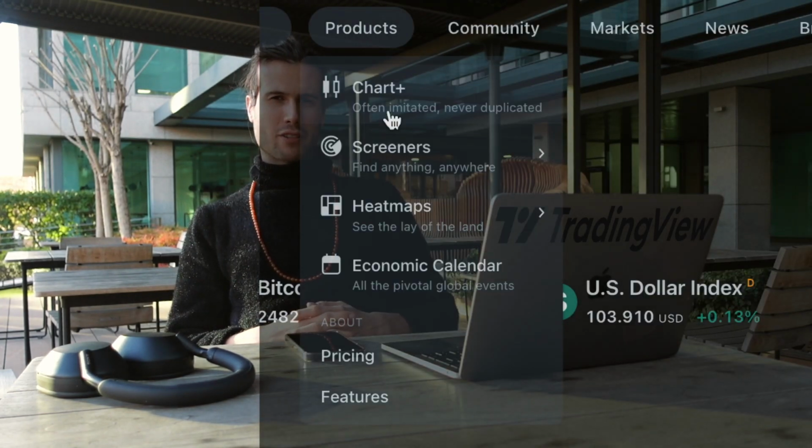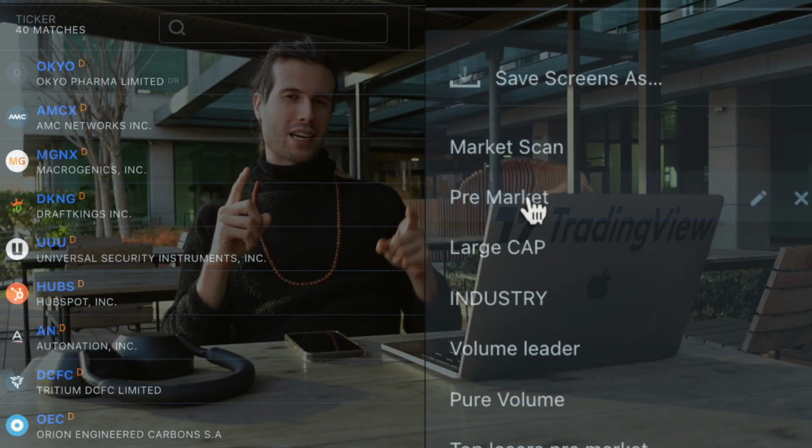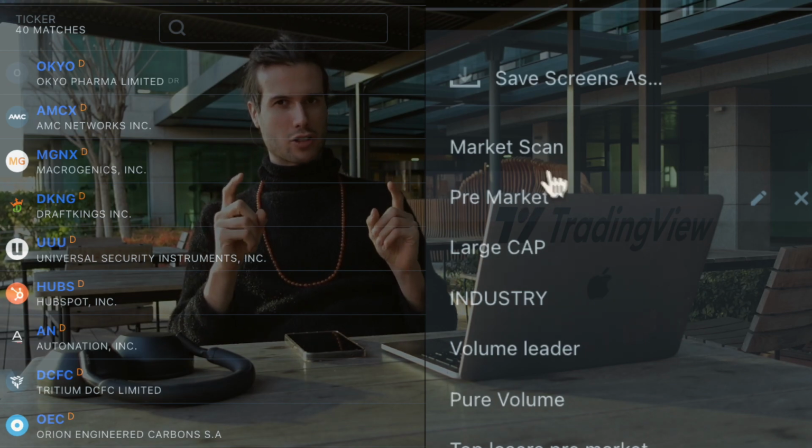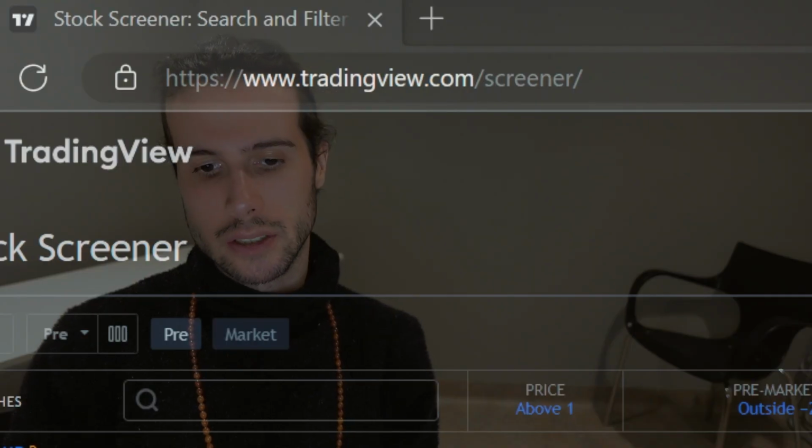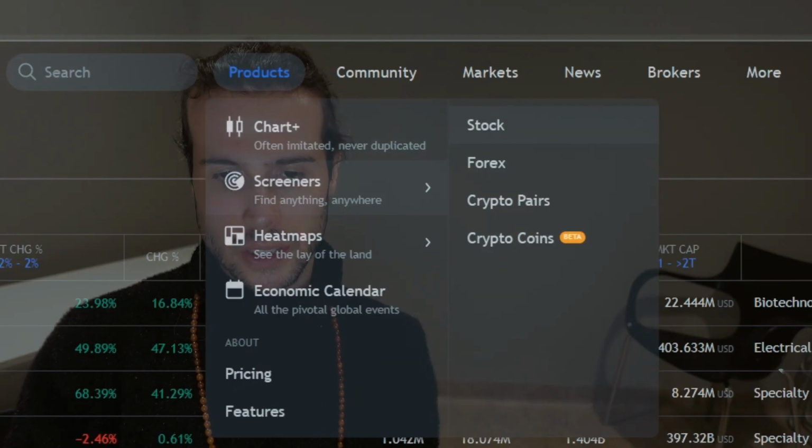I have one scanner I use pre-market and one scanner I use during the market hours. Especially for you, this is how you set it up. But before I tell you how you can set up the TradingView screener, you need to know what works for me might not work for you. It's important that you trade your strategy and follow your plan. For now, just go to TradingView/screener or just go to products, screeners and stocks.